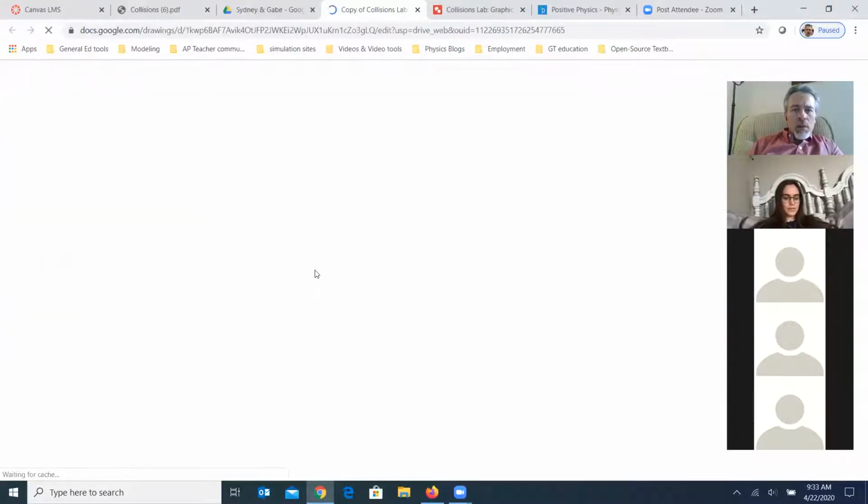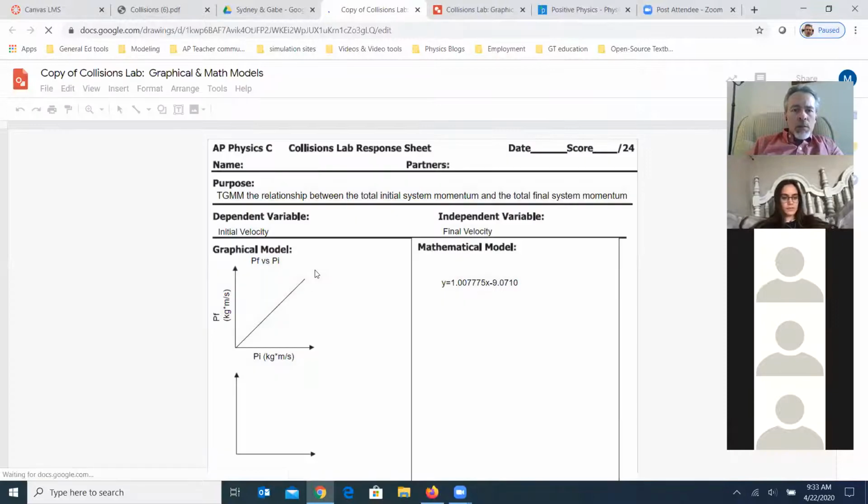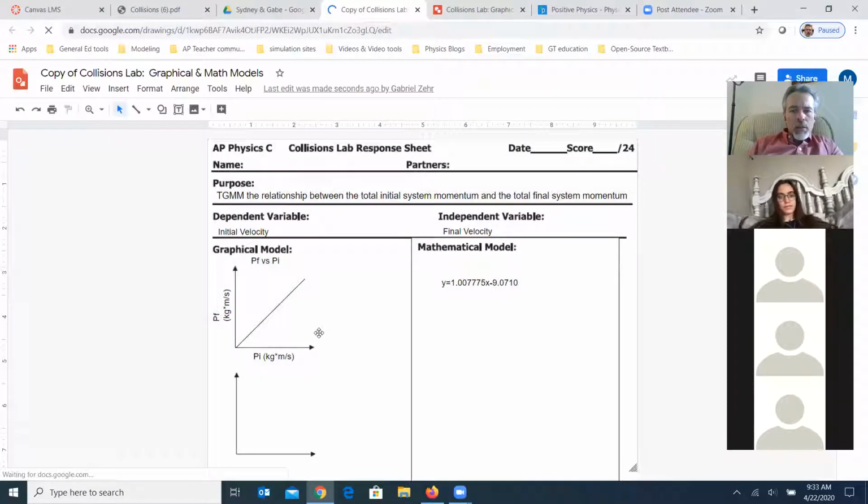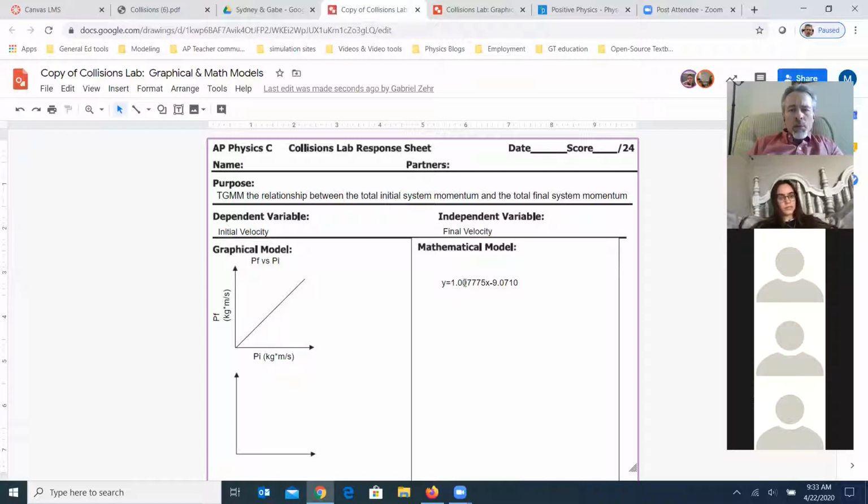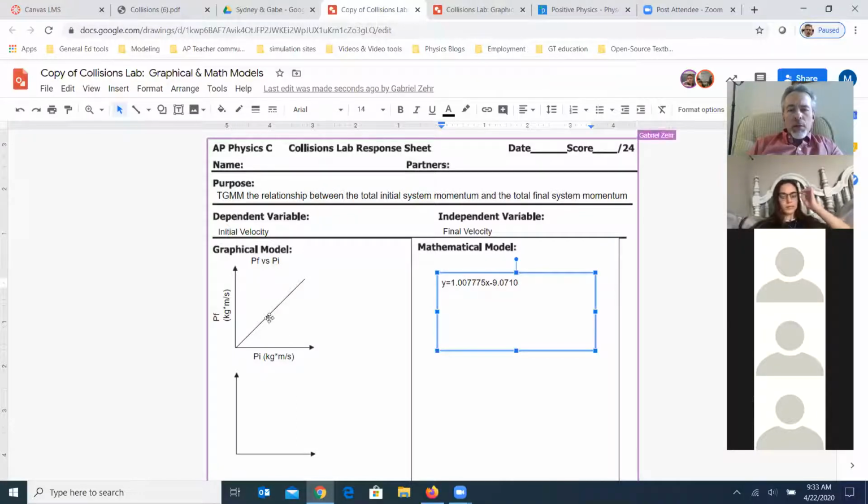This is Sydney and Gabe's, and it looks like they have a direct model, but their mathematical model over here looks like it has a y-intercept of 9.07. That's pretty big. You can't drop it off, right? Is that true? We might be able to. I'll check in a second. Maybe it's 9.07 times 10 to some number.